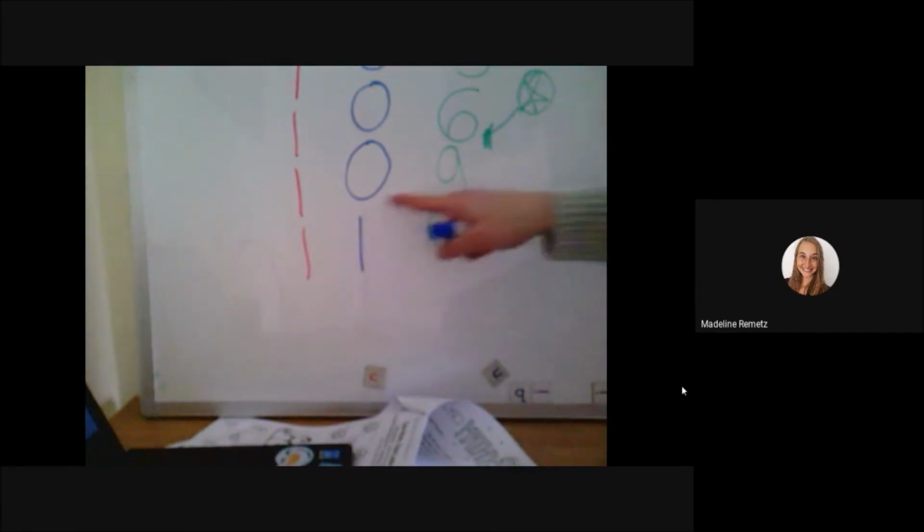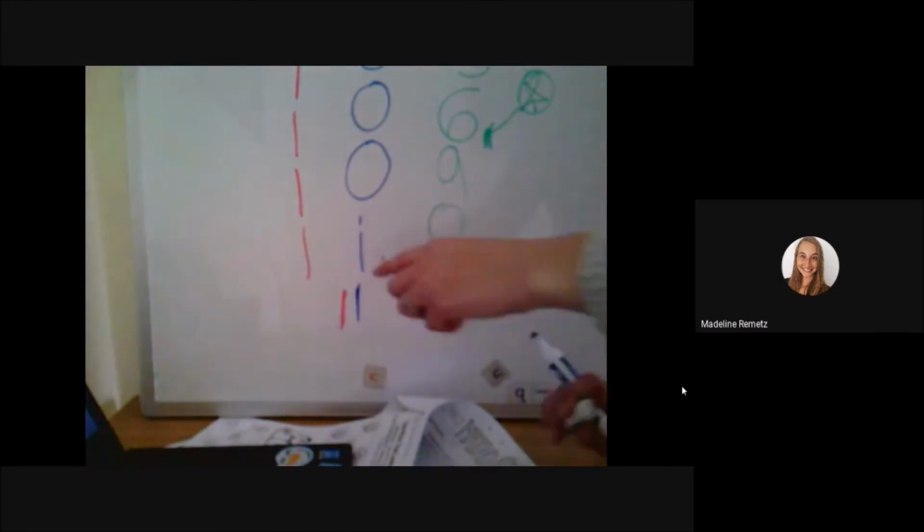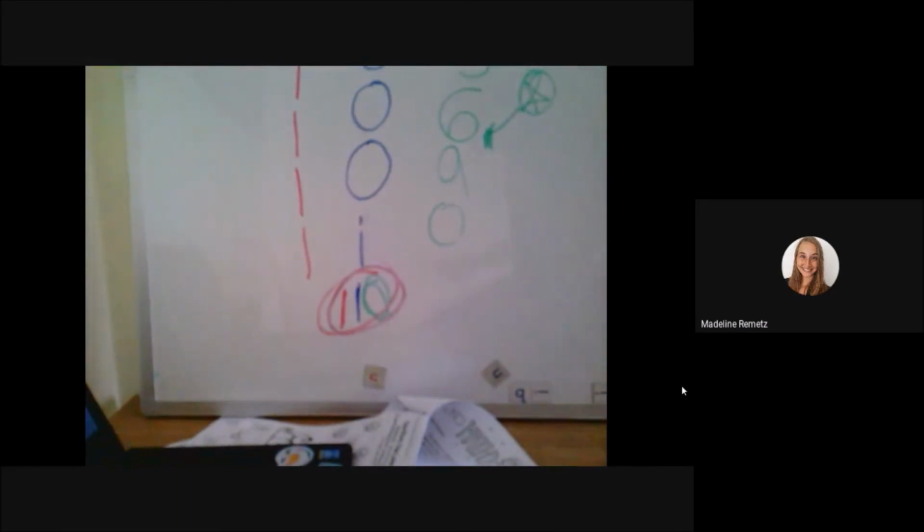110. I'll write it a little closer for you. 110. I'm going to even do a big circle. You've made it to your first 10. That's really awesome. Now we have to get to 120.